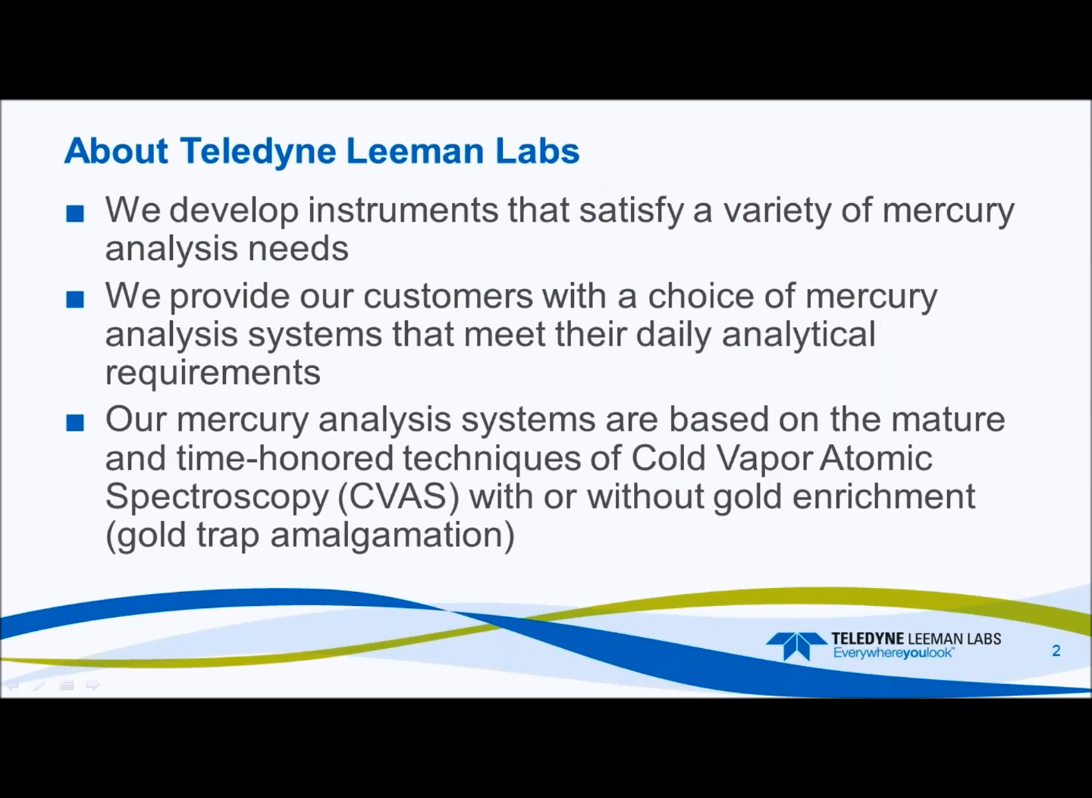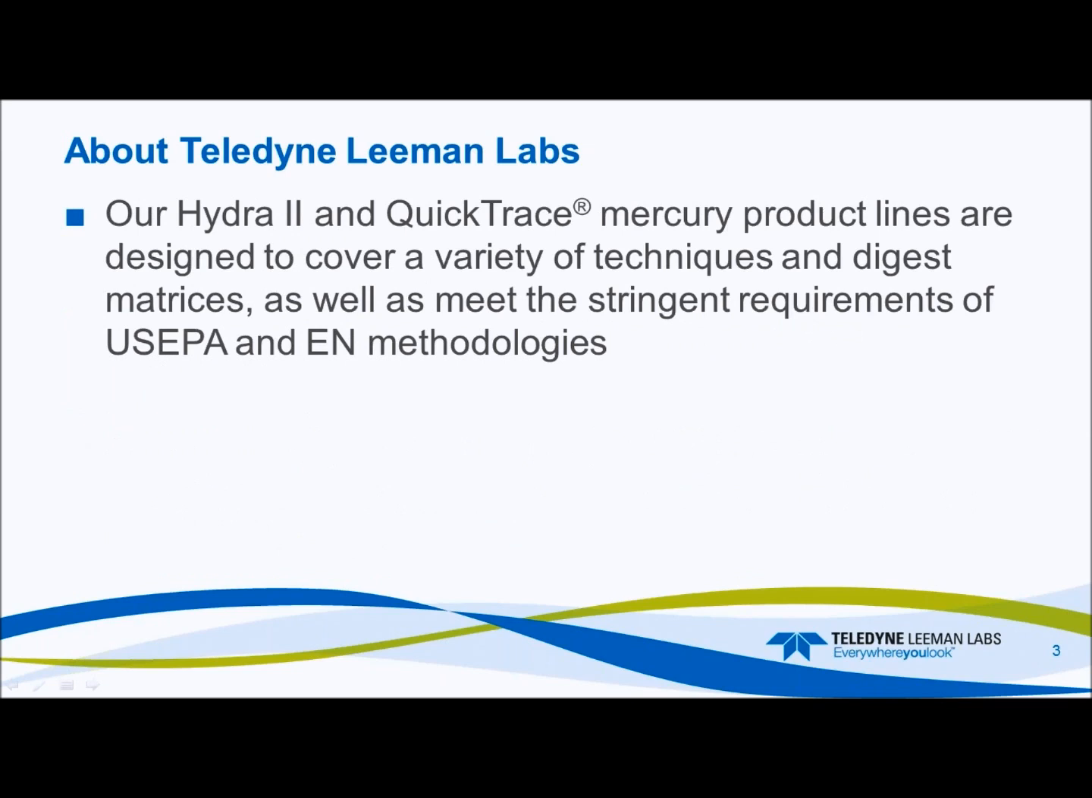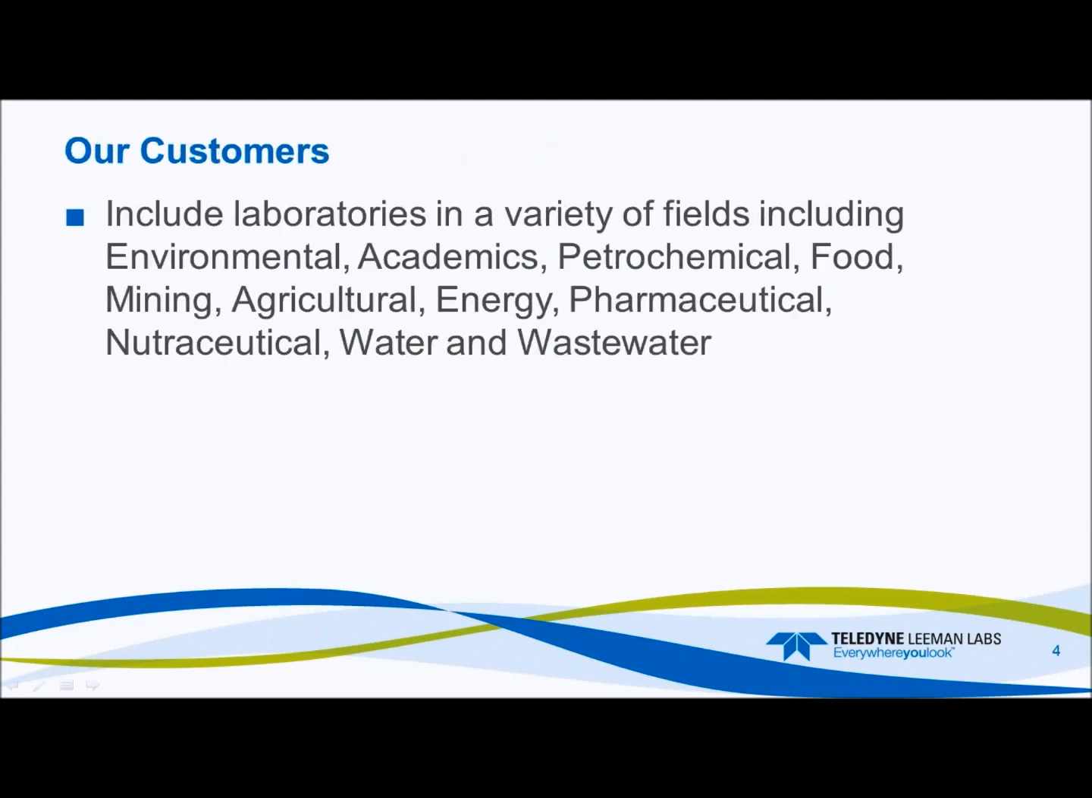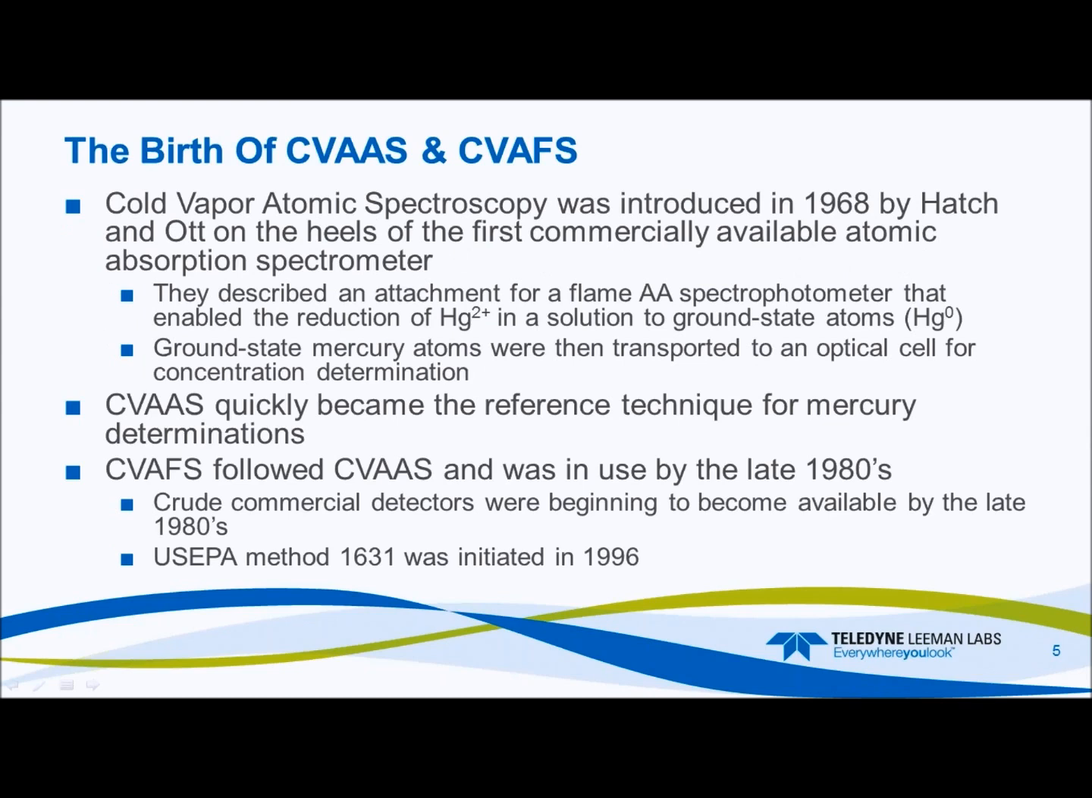So with that, if any of you are new to the webinar series, I'm going to rehash some old stuff here real quick. So again, about Leeman Labs, we build mercury analyzers. As you all know, we provide choice of systems that meet your daily needs, and our systems are based on cold vapor atomic spectroscopy, with or without gold. We have two product lines, the Hydra 2 and the QuickTrace product lines, and they're designed to cover a variety of techniques and matrices and methodologies and so forth. Some of our customers include the environmental labs, wastewater treatment plants, academics, petrochemical, food, mining, pharmaceuticals, nutraceutical. Basically, if there's a lab bench, they're probably going to have a mercury analyzer on it, and they will have one of our products.